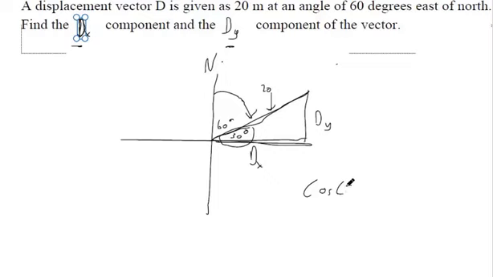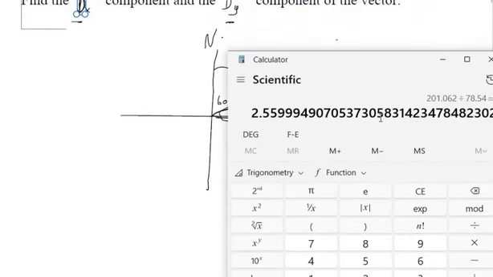Cosine of 30 degrees is found by taking the adjacent side to 30 degrees. Because remember, the one opposite from 30 degrees is dy. The hypotenuse is always across from the right angle, so this has to be dx, the adjacent. So we take the adjacent and divide by the hypotenuse. And now you've got something to solve for dx.